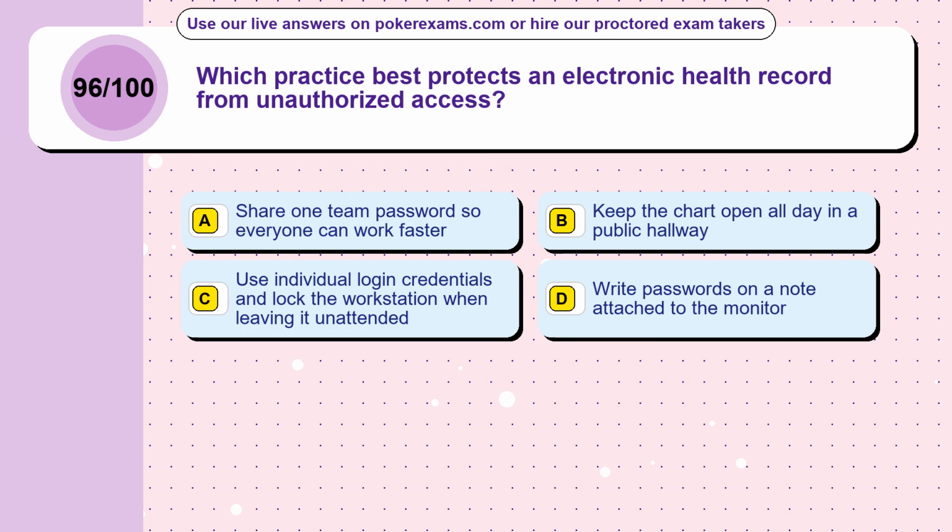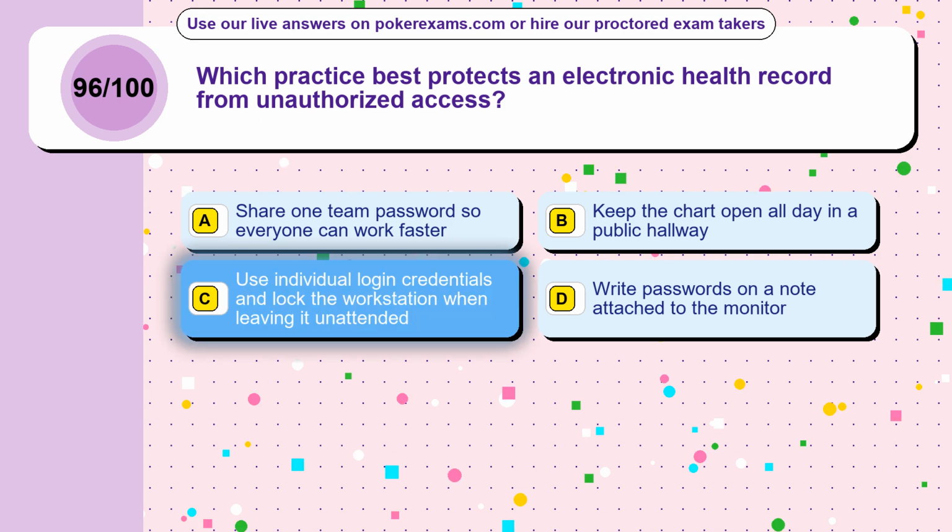Question 96. Which practice best protects an electronic health record from unauthorized access? Option A. Share one team password so everyone can work faster. Option B. Keep the chart open all day in a public hallway. Option C. Use individual login credentials and lock the workstation when leaving it unattended. Option D. Write passwords on a note attached to the monitor.